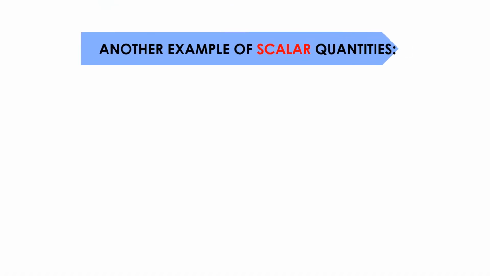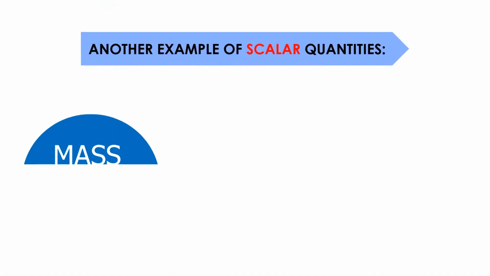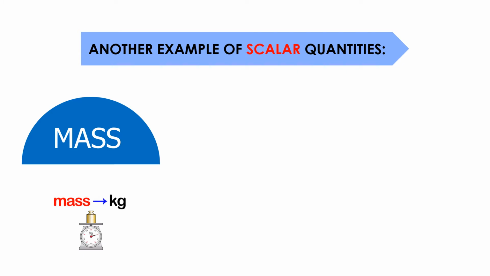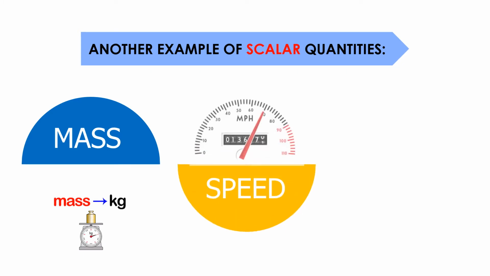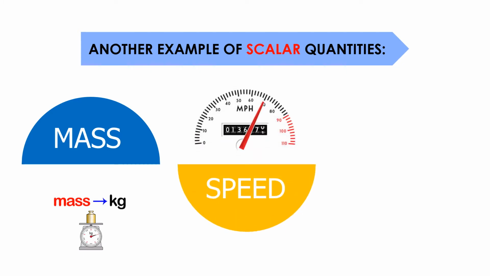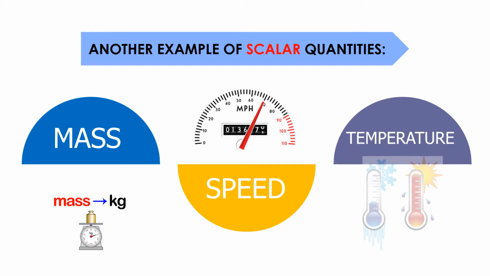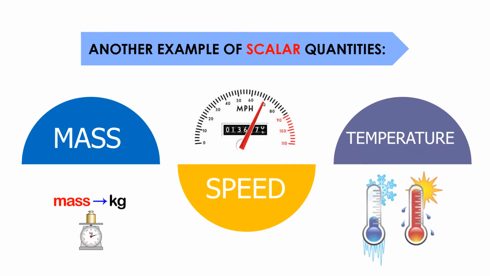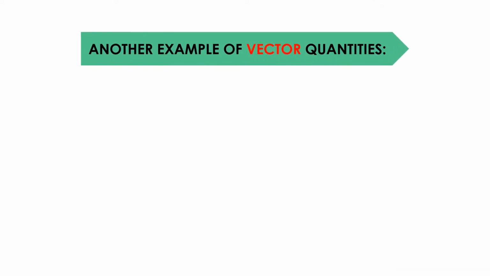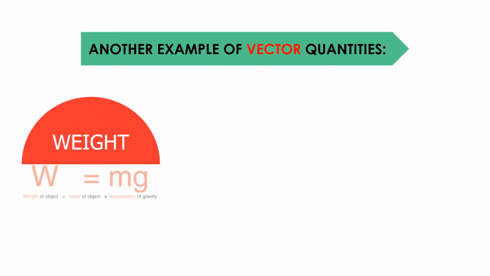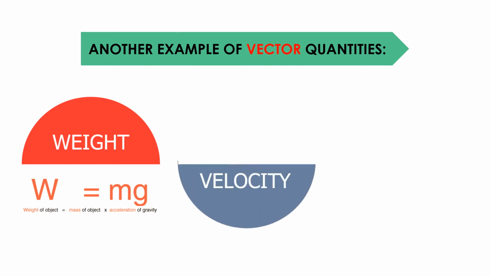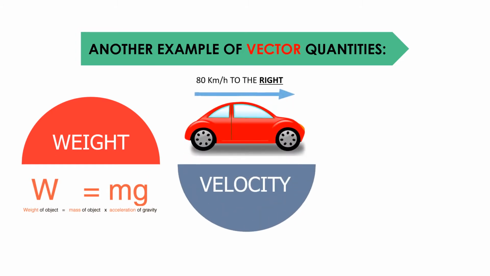Here are other examples of scalar quantities. Mass, measured in kilograms. Speed, which means how fast the object is moving. And temperature, the measurement of how cold or hot the object is. Other examples of vector quantities are weight, in the direction of gravity, velocity of the object, and force.